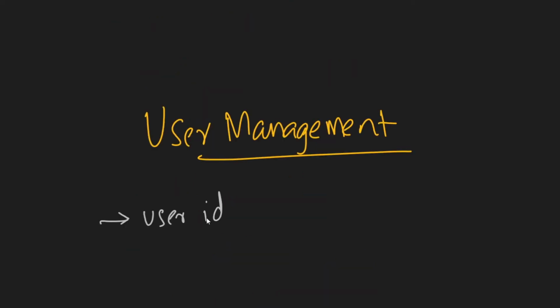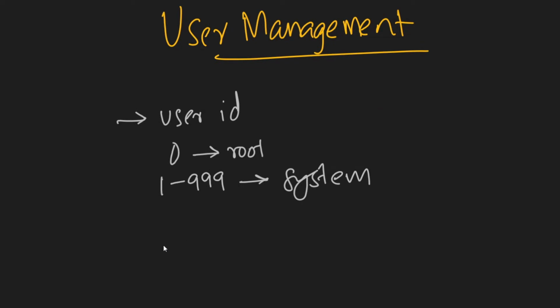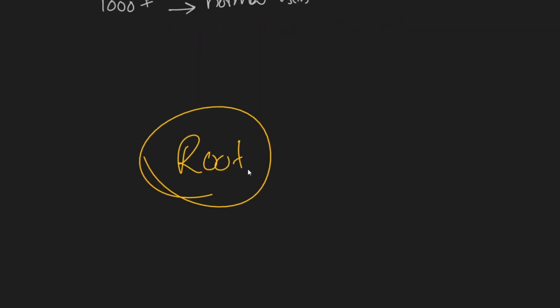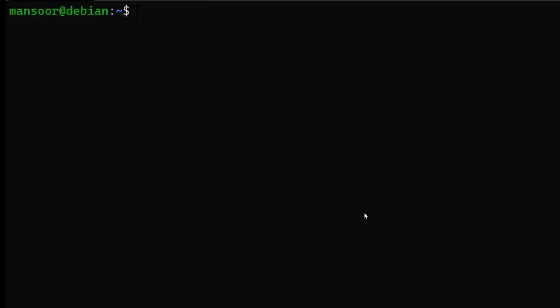So every user in the Linux system will have something called a user ID. 0 is reserved for root user and 1 to 999 is reserved for system users. So all the other normal users, the value is from 1000 and above. Nobody needs any introduction about the root user, which is the super user or the administrator user. Basically, root has all the permissions in the system and it can actually do anything that can be done on a Linux system. Now let's go back to our Linux system.